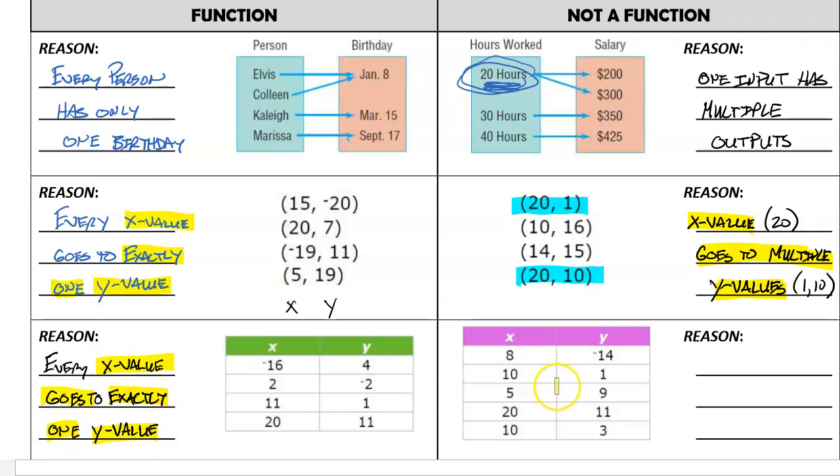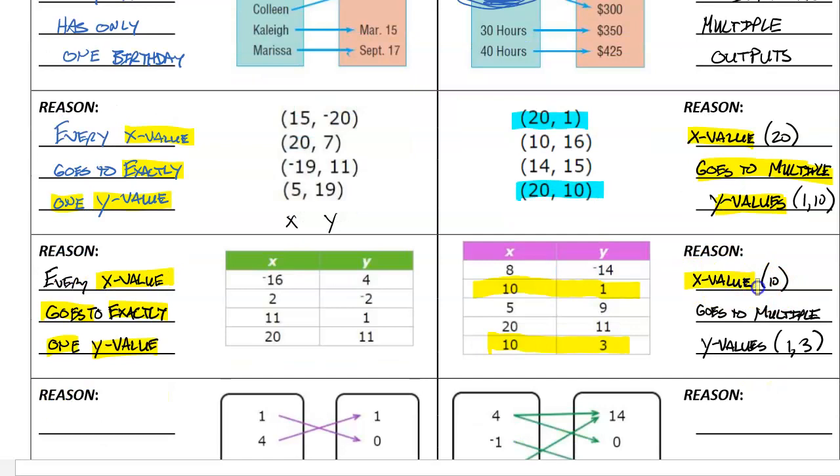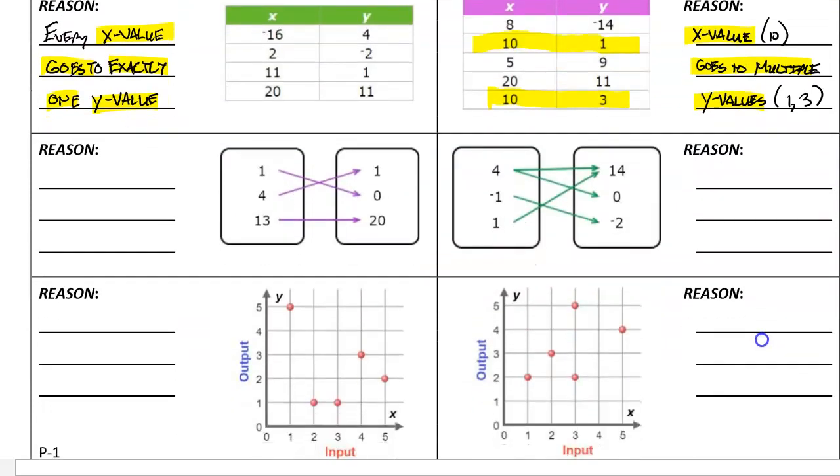Looking at our table that's not a function, we can see that right here, x value of 10 goes to 1, and x value of 10 also maps to 3. So we are again going to have a very similar reasoning as before. X value goes to multiple y values in our table. Not a function. The last 2 examples are a mapping diagram and a graph.